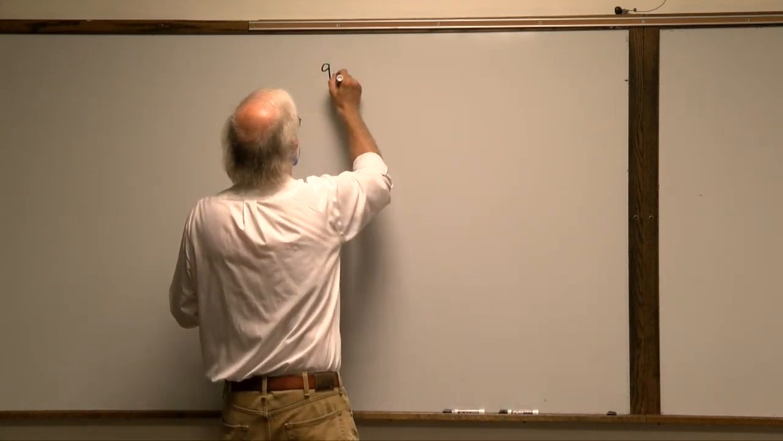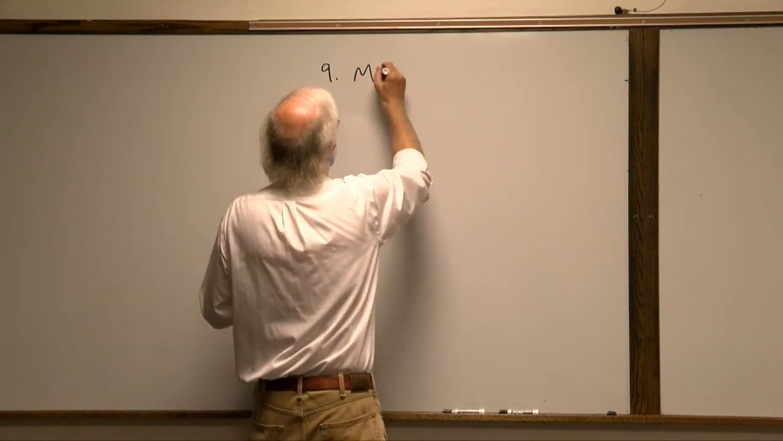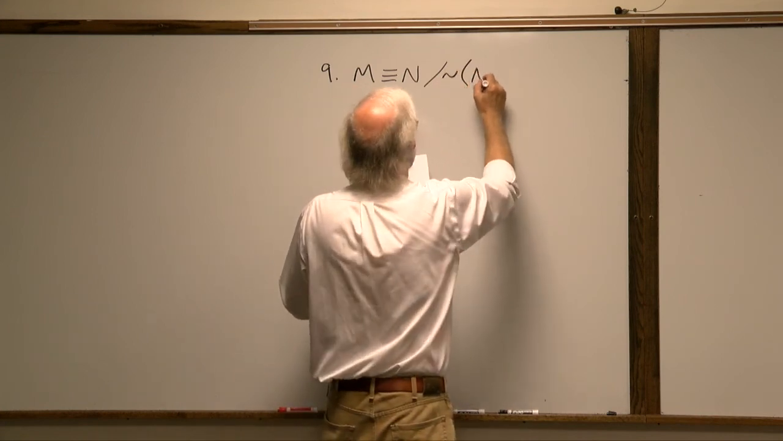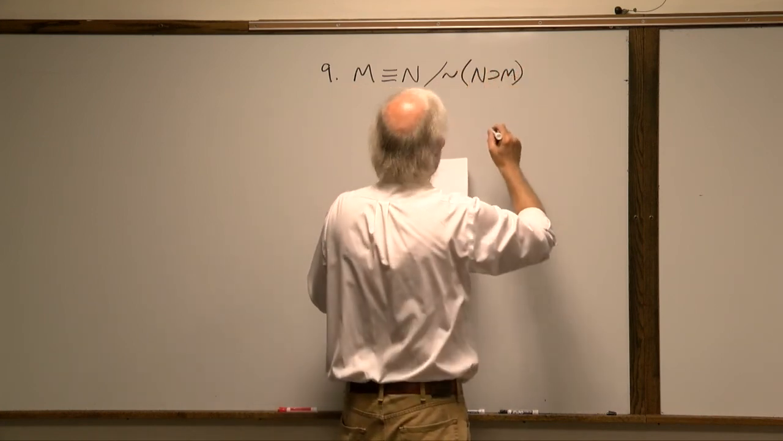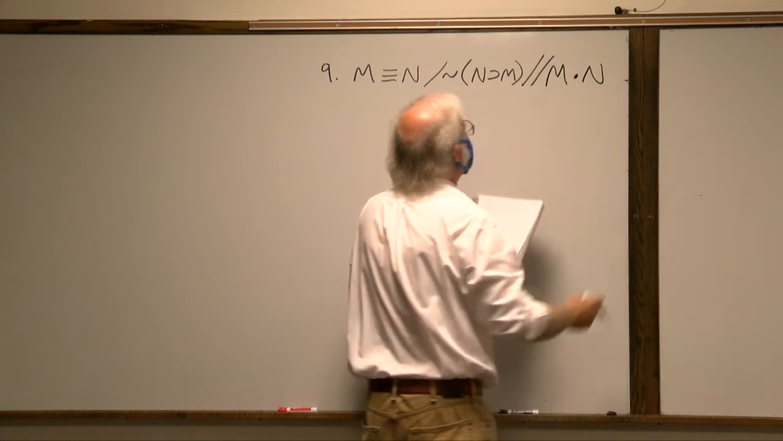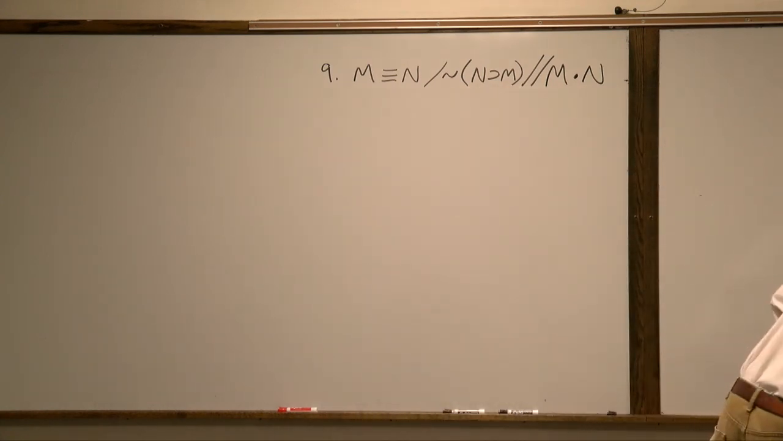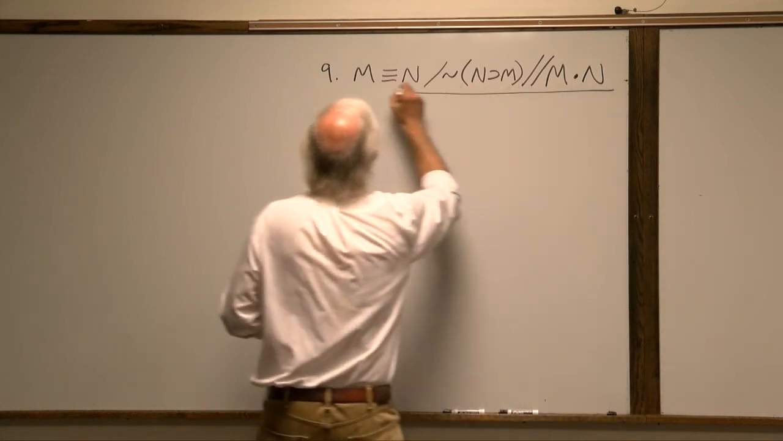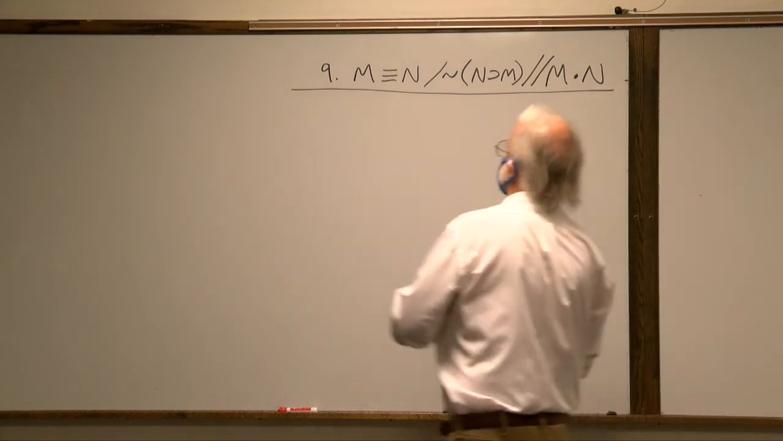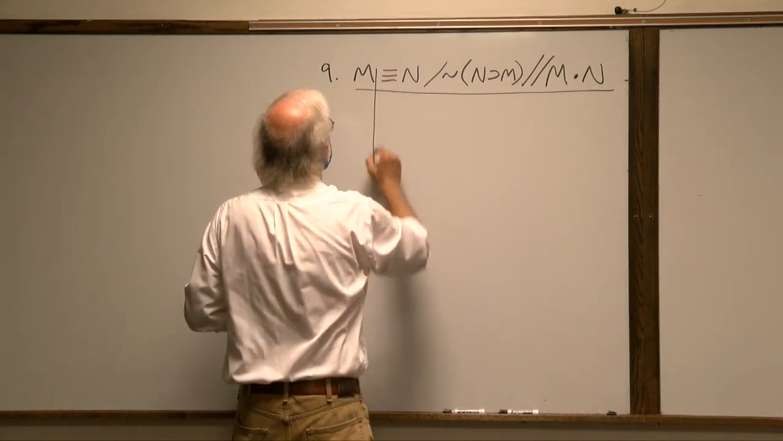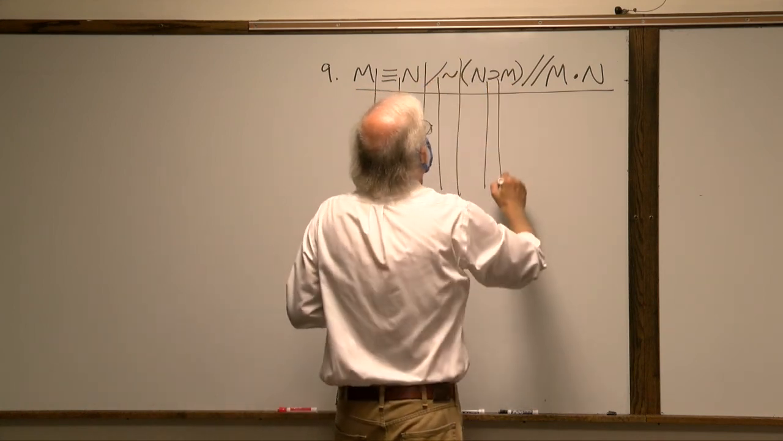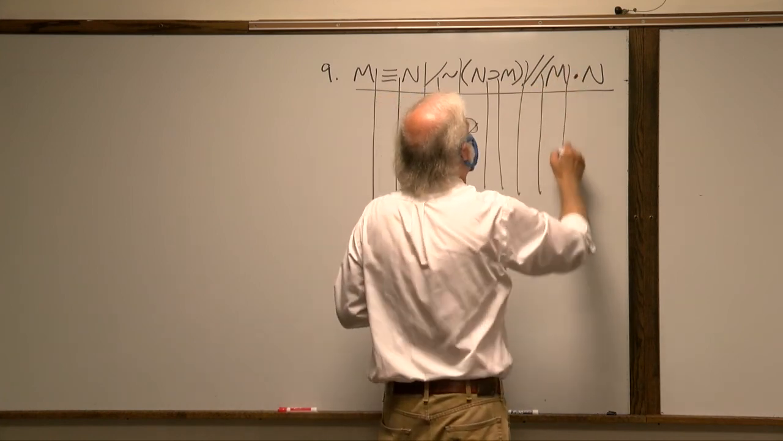Number 9 has two premises: M if and only if N, and it's not the case that N implies M. And then the conclusion is both M and N. Okay, now, what we'll do is to create a truth table, like we have before. You know how to set up the columns.